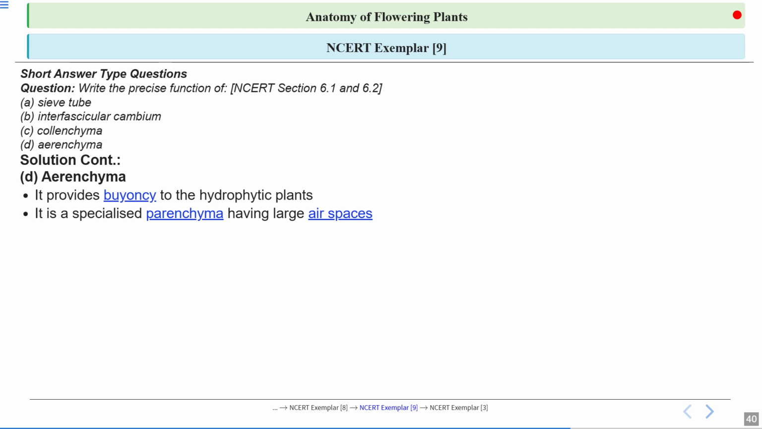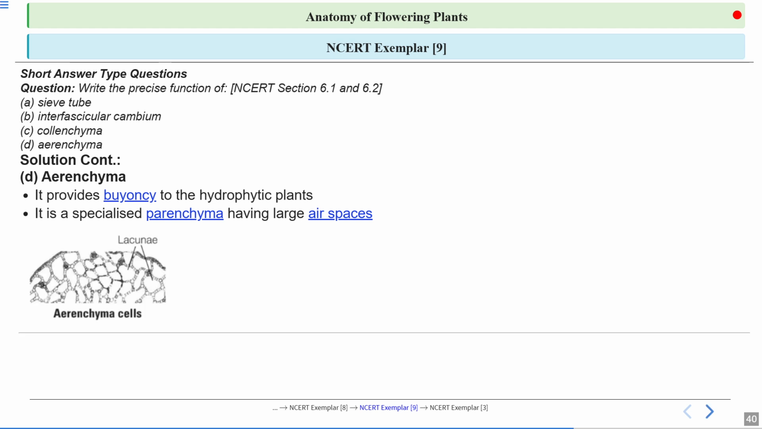This type of parenchyma is a modification of the parenchyma only. When the parenchyma has a lot of air spaces, it is called aerenchyma. It provides buoyancy to the aquatic plant, and it can float on the surface of water because the aerenchyma gets filled with air and makes the plant light. In the figure you can also see these air spaces, which are called lacunae.